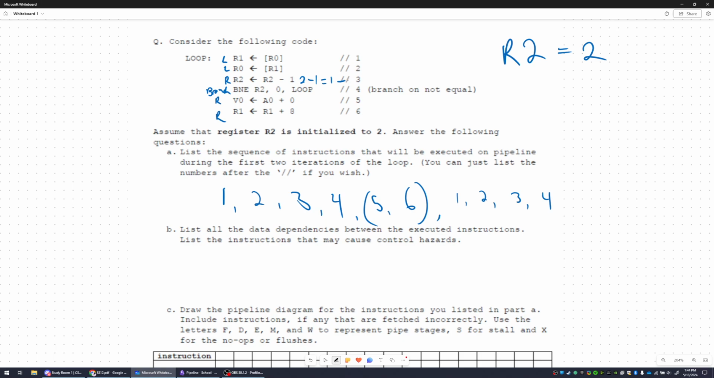And then this time it'll be 1 minus 1, which is equal to 0. So this time it'll still also get 5 and 6, but this time it'll be correct. Yes, you still have to show the flush because they're still getting executed. You're still fetching and decoding instruction 5, and you're fetching instruction 6. So technically they are executed, you're just flushing them after. It's not really asking which ones finish, it's which ones run.